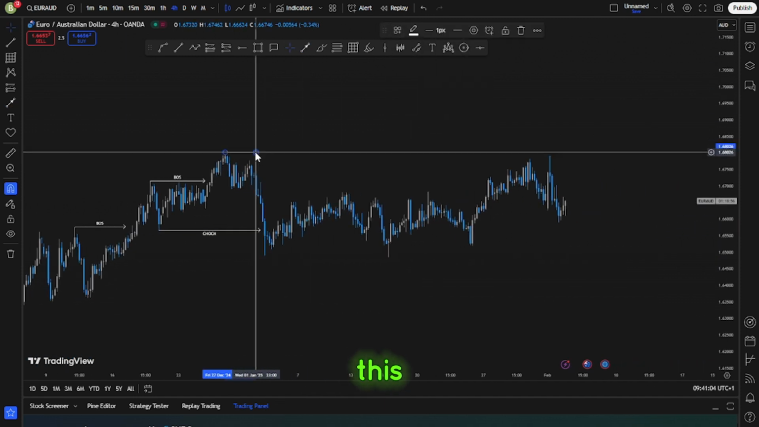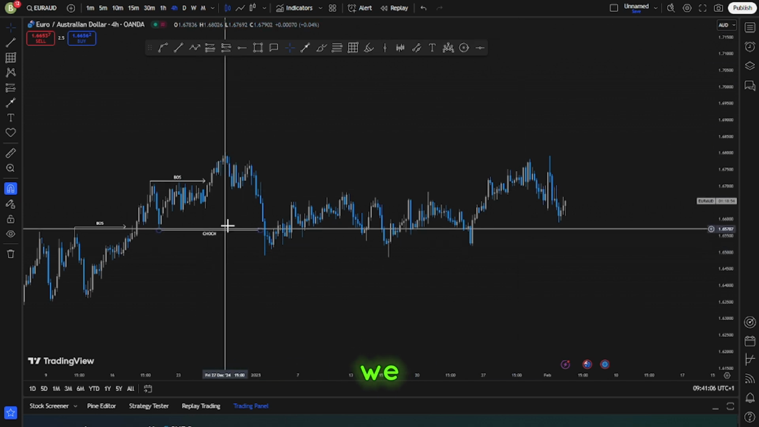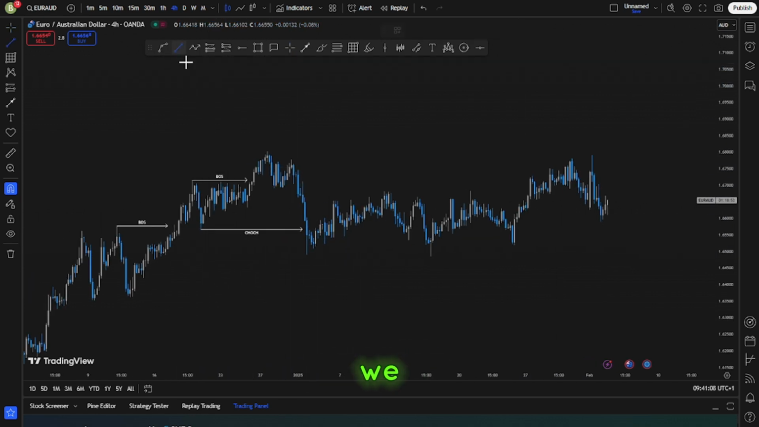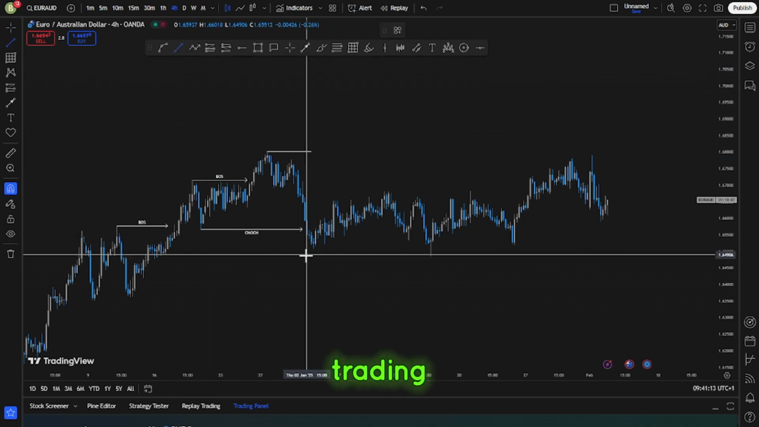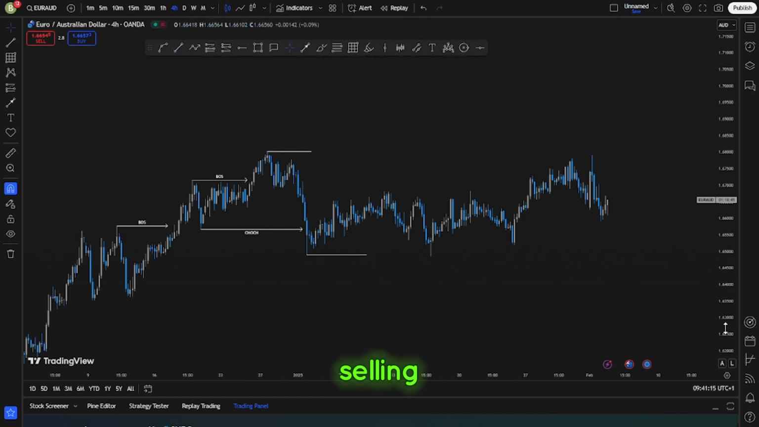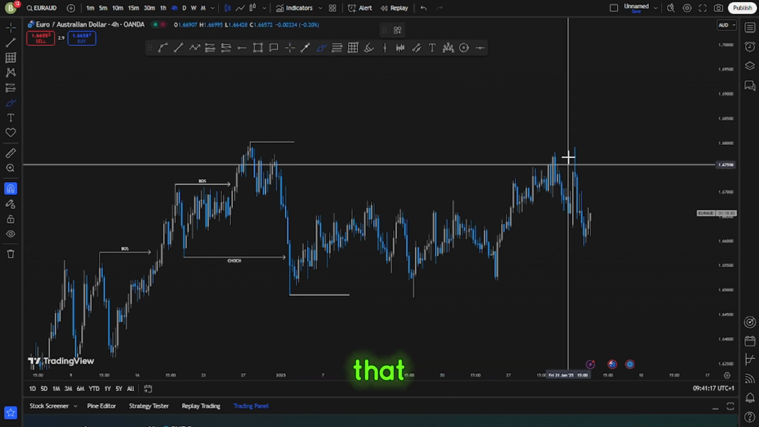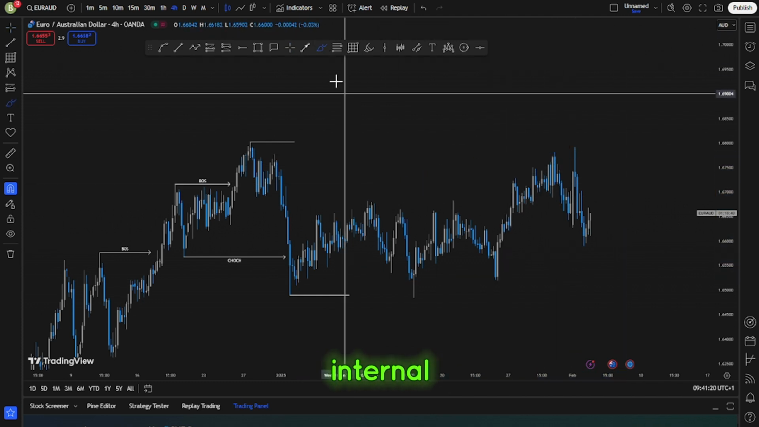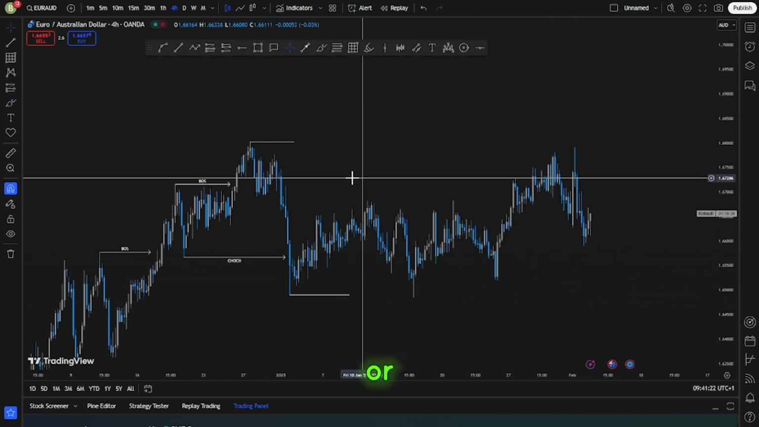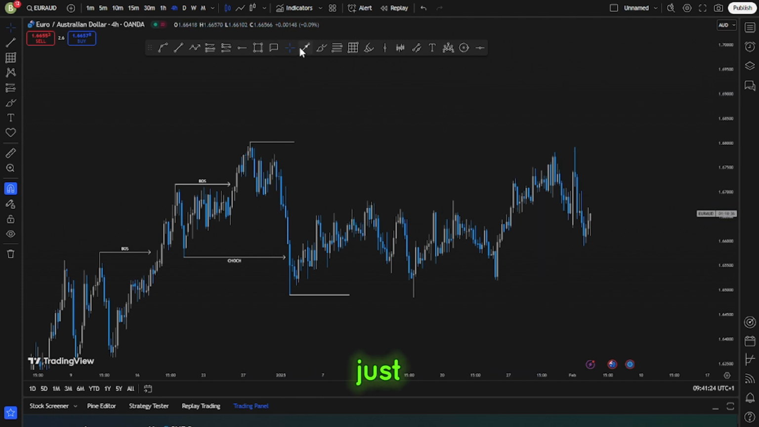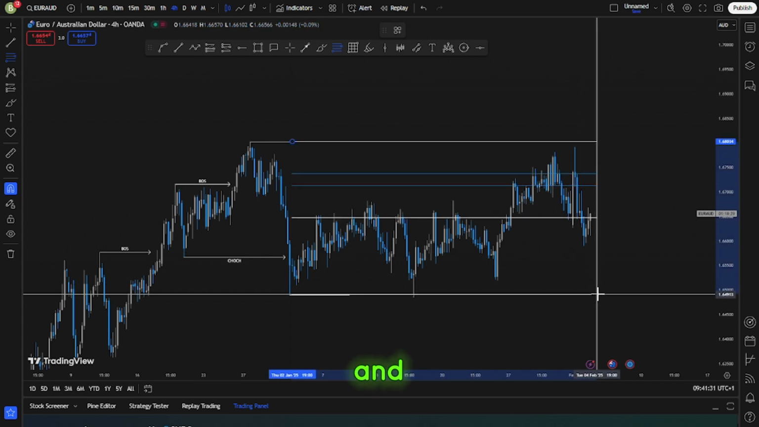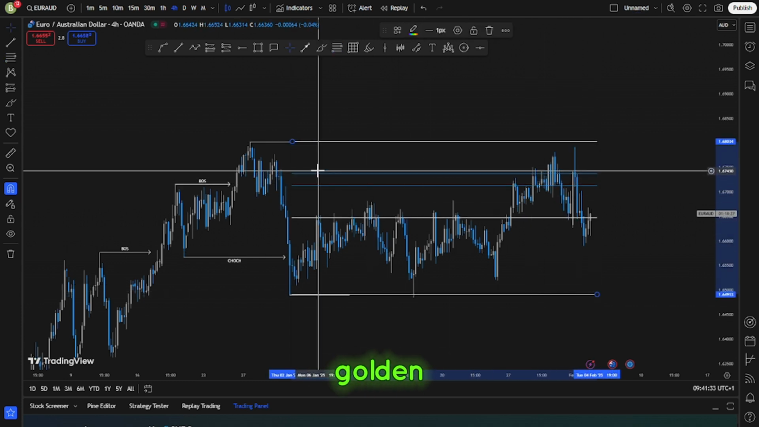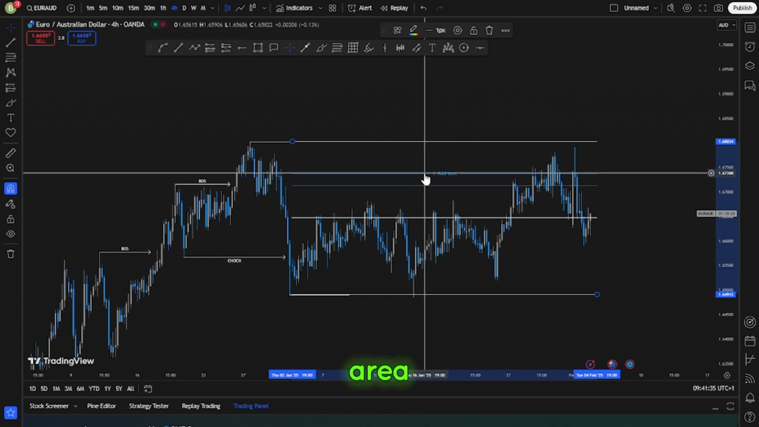So let me just do this. Then as you can see here, we have a change of character, which means we have a new trading range. This high and this low here is your trading range, and then you're looking for selling opportunities. Everything that is within here is just internal, guys. So we look for areas of value. We use the fib tool from the high to the low, and as you can obviously see, we surpassed the golden zone, which is this area here.